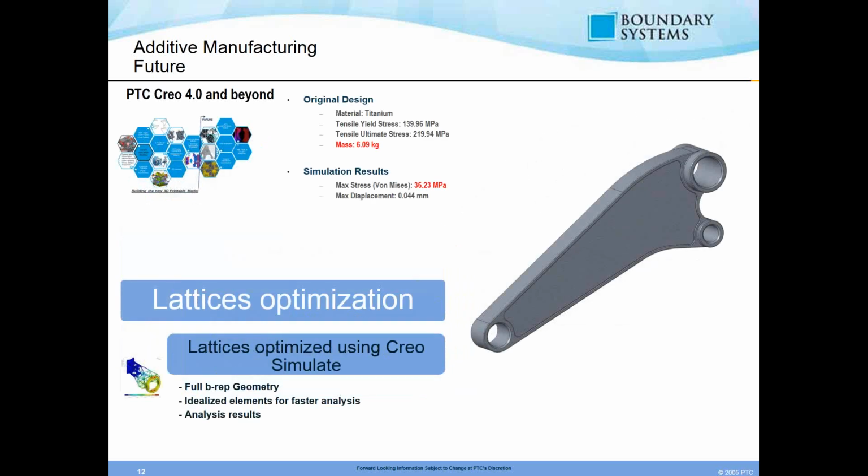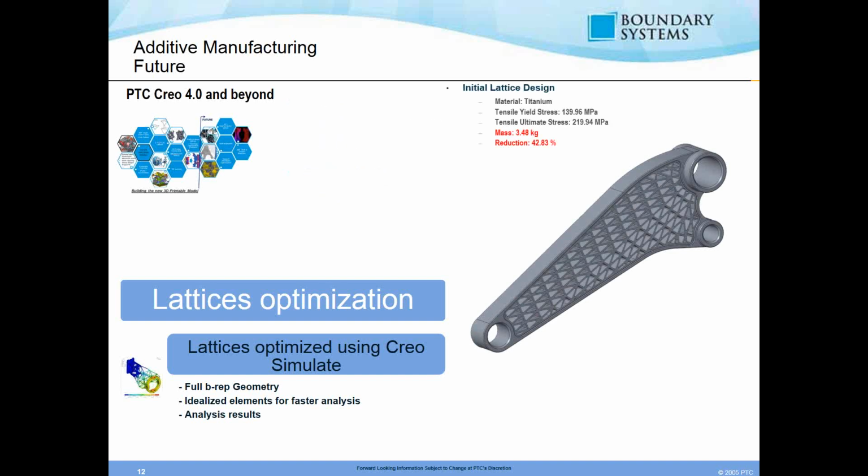So from a standpoint of optimizing our designs here, you can take a look at a quick example here. We've got a part that was originally designed, the material was titanium. You can see the yield stress, the ultimate stress, and the mass of the part right now is at 6.09 kilograms. So running it through simulation results, you get a von Mises of 36.23 MPa and a max displacement of 0.044 millimeters.